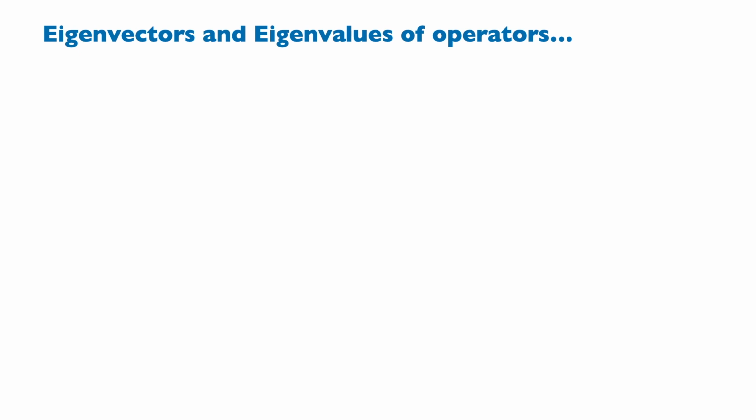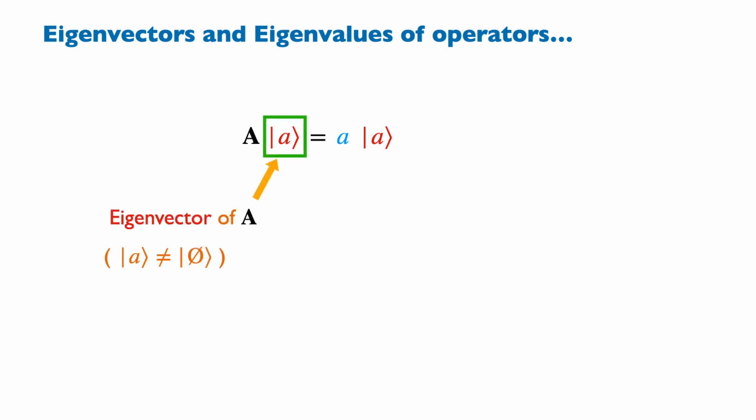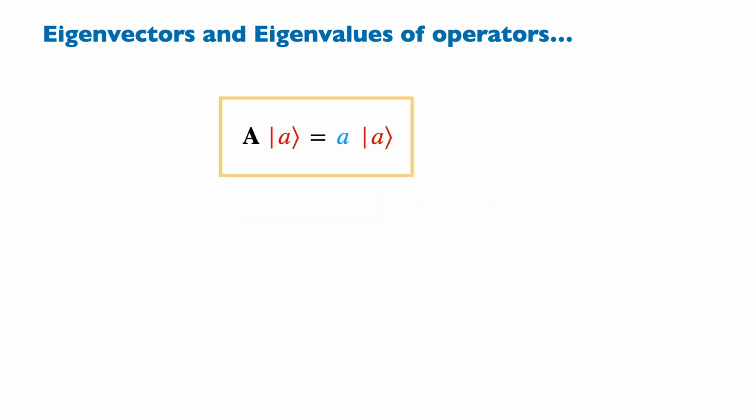Suppose an operator A acts on a vector |a⟩ and gives back the same vector multiplied by a complex number a. We call this vector an eigenvector of operator A if it is not a null vector, and the number a its eigenvalue. This equation is called an eigenvector or eigenvalue equation. Note that A may or may not be a Hermitian operator.